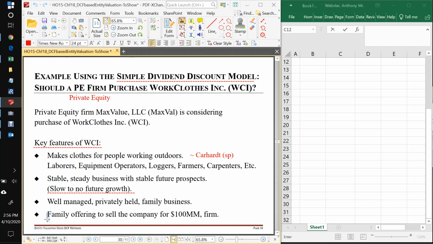And the family has sort of had enough, and they want to move down to Aruba and give this all up. So they're willing to sell the firm for 100 million. So that would be 100% of shares, right? So that would be all the equity of the firm.